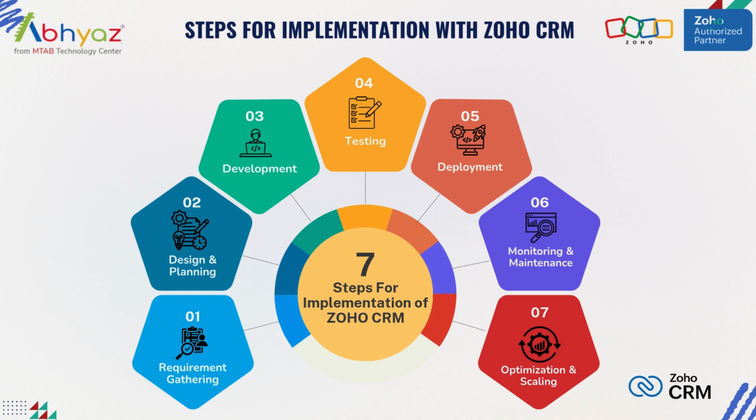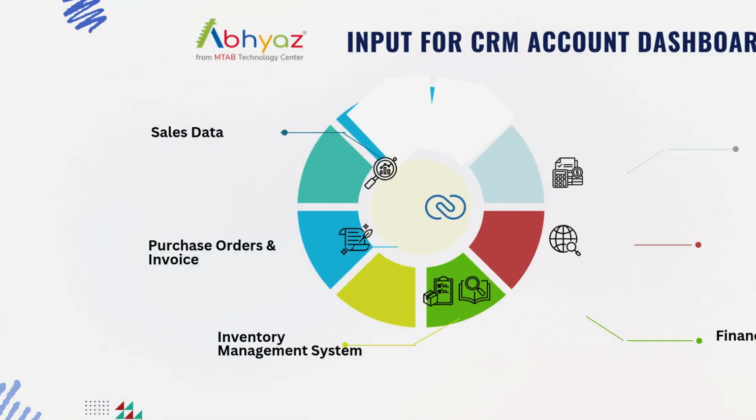Here are the steps for implementation with Zoho CRM. It begins with requirement gathering, design and planning, development, testing, deployment, monitoring and maintenance, and optimization and scaling.